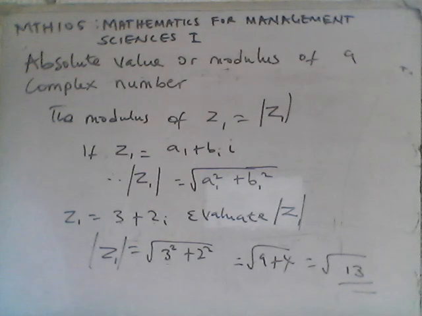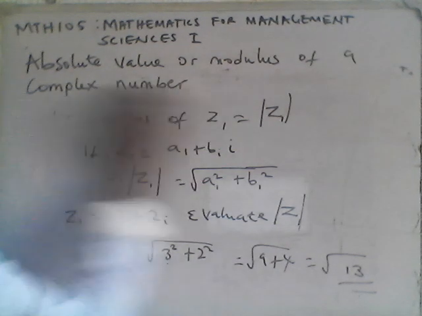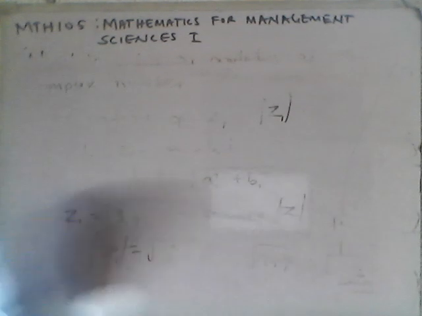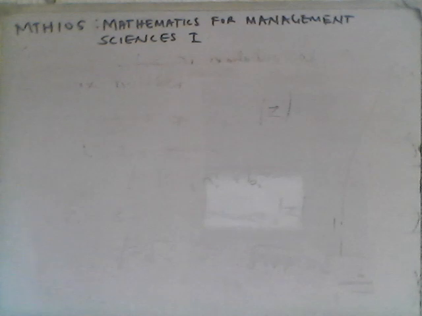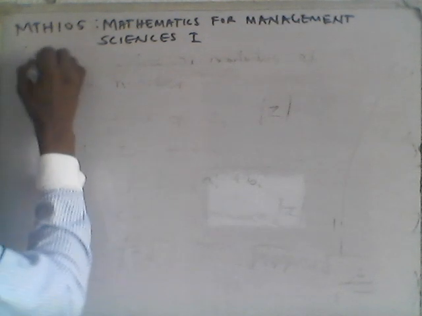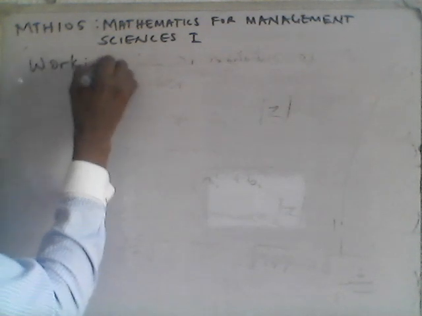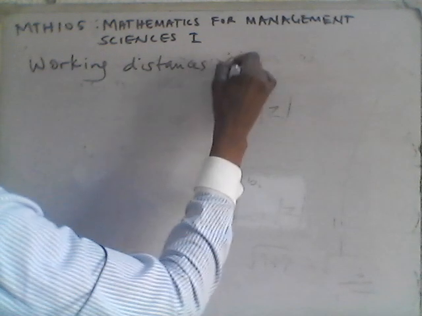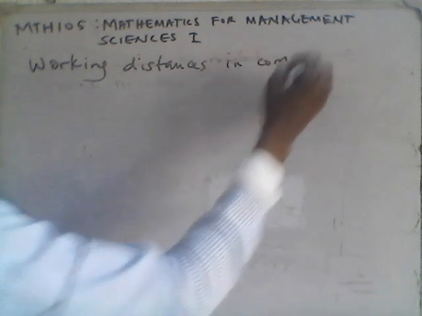The distance given by 2 points, z1 and z2, in a complex plane is actually given like this. So let me just take this off and write that on the board. Working distance in complex numbers. That's how we resolve this in complex numbers.